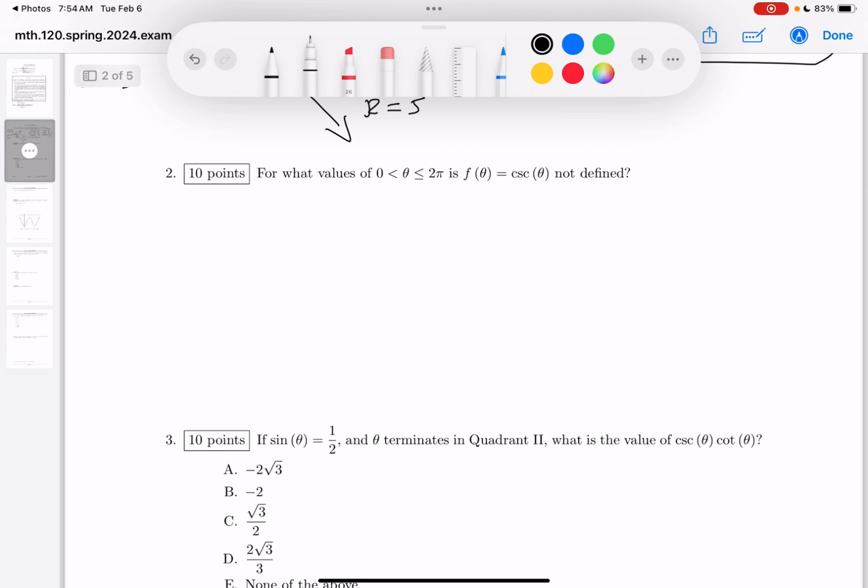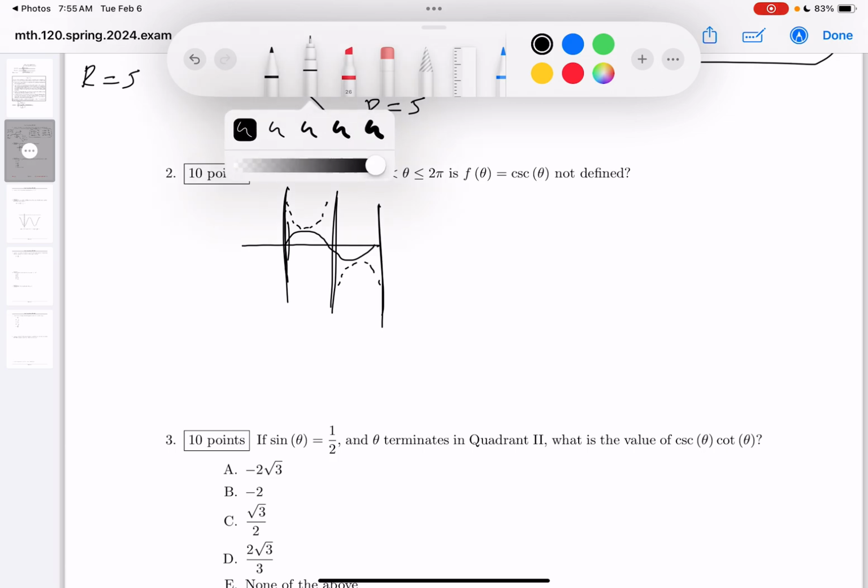And it says, for what values is the cosecant not defined? Well, just to give you a reminder of what we did, we looked at the sine function. The sine function looks like this over here. And then when you did the reciprocal, it would look like this over here. Now, someone says, where's it undefined? At these asymptotes. And between 0 and 2 pi, there's going to be 3 numbers.